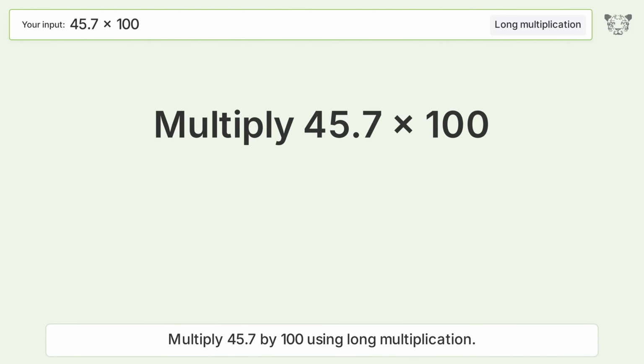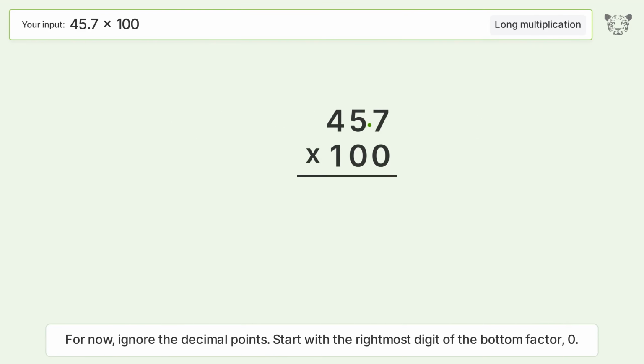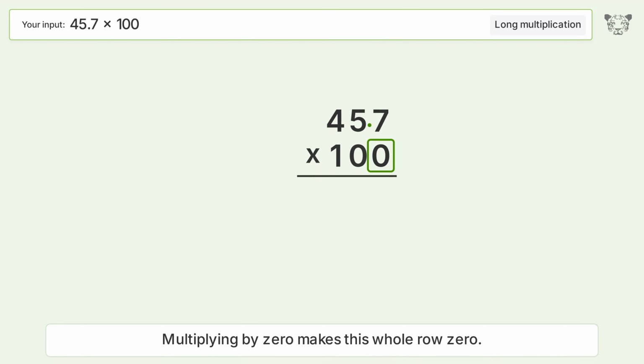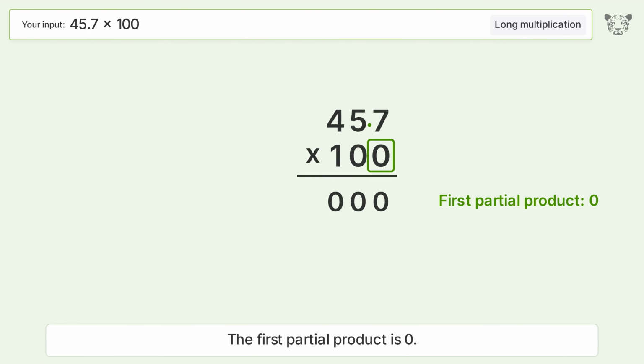Multiply 45.7 by 100 using long multiplication. For now, ignore the decimal points. Start with the rightmost digit of the bottom factor, 0. Multiplying by 0 makes this whole row 0. The first partial product is 0.